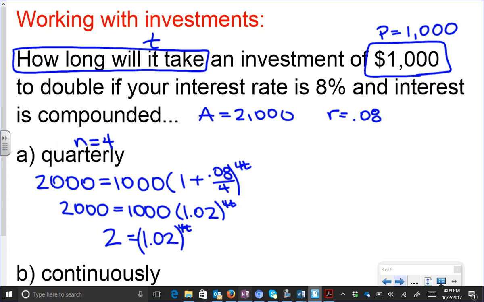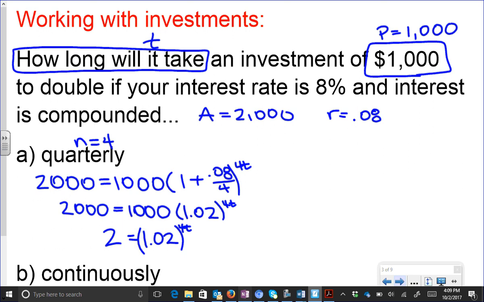Now I want you to notice something here. We are finding how long it's going to take for our investment to double. It is no coincidence that this number right here is 2. If our investment was going to triple, then the amount divided by the principal would be 3.